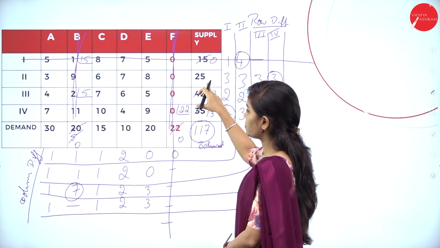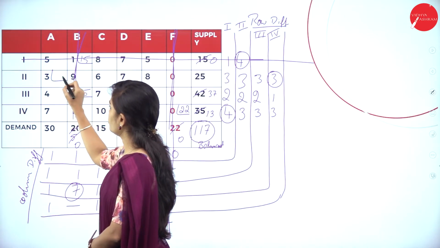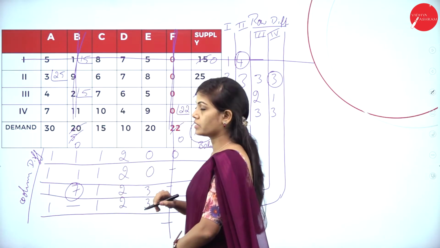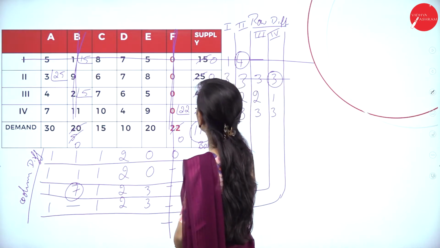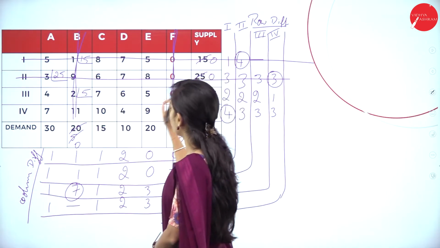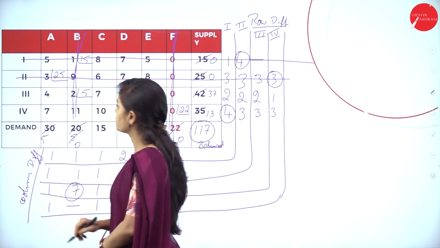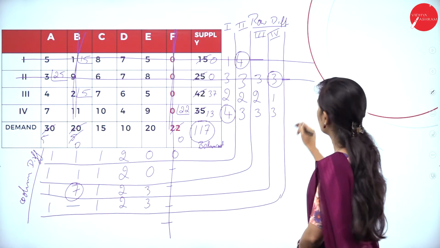Just check the supply value and demand value. Supply value is lesser than demand value. I will allocate 25 rupees to this cell and it will become 0. So you can cancel this entire row. Clear? And 30 minus 25 is 5. So I have cancelled 2 rows.